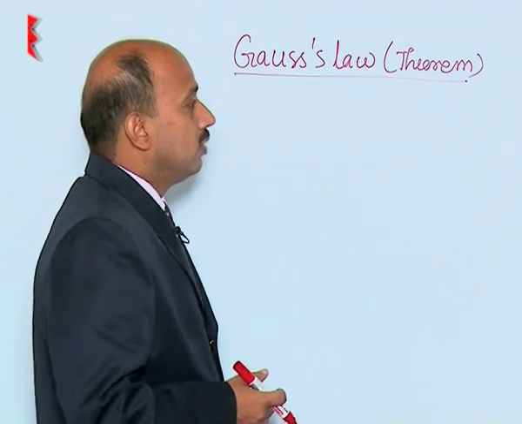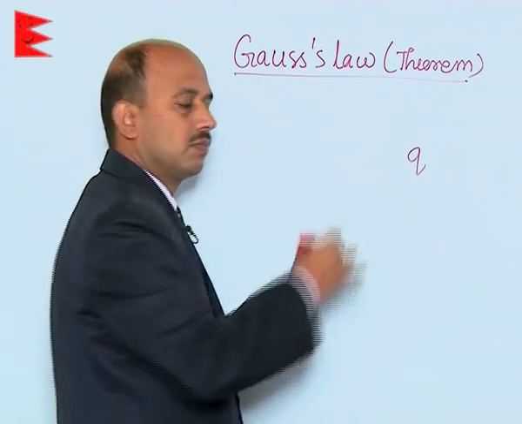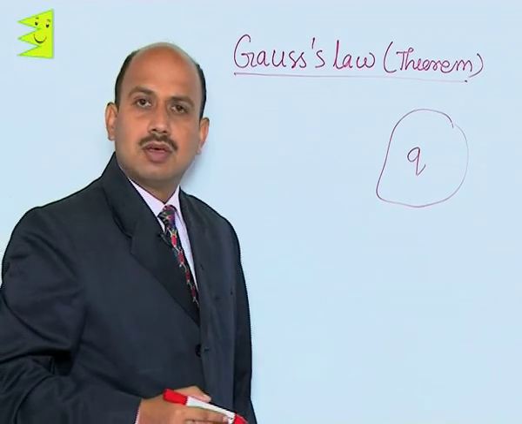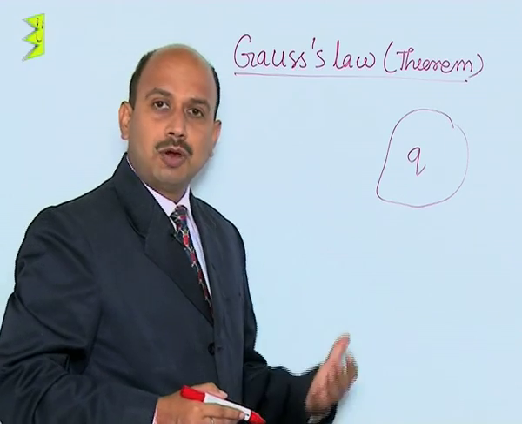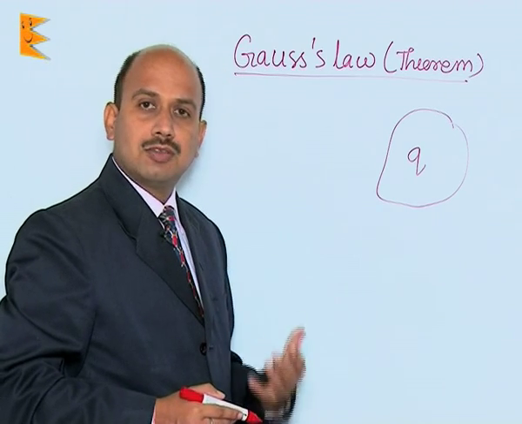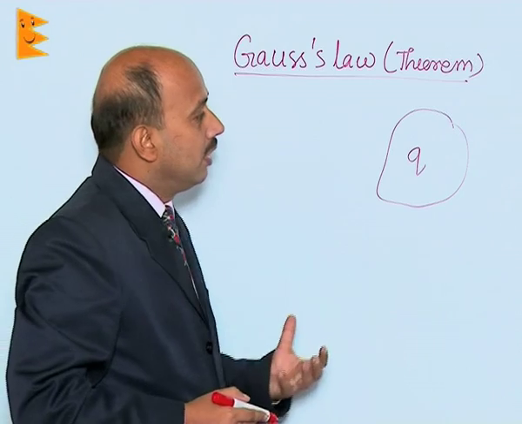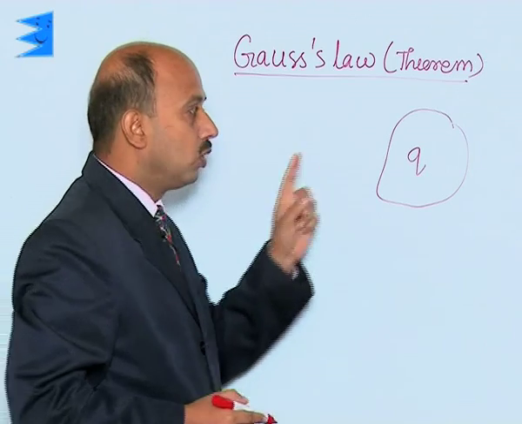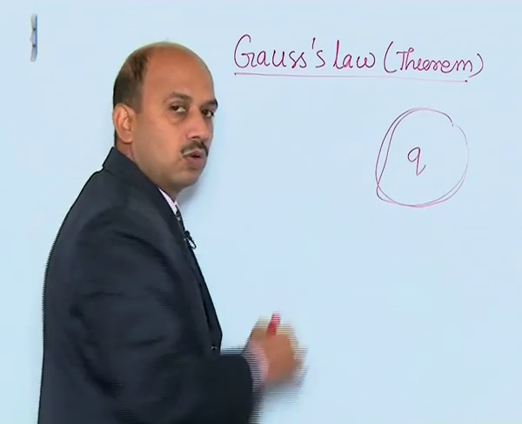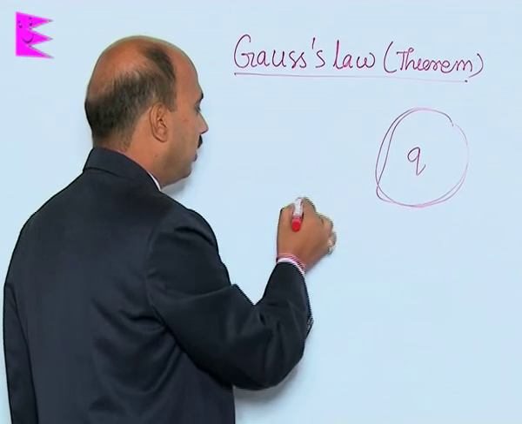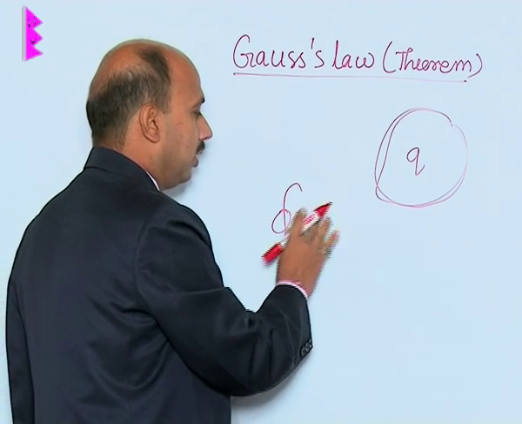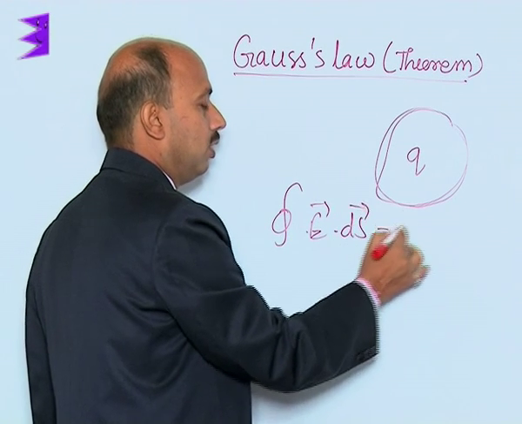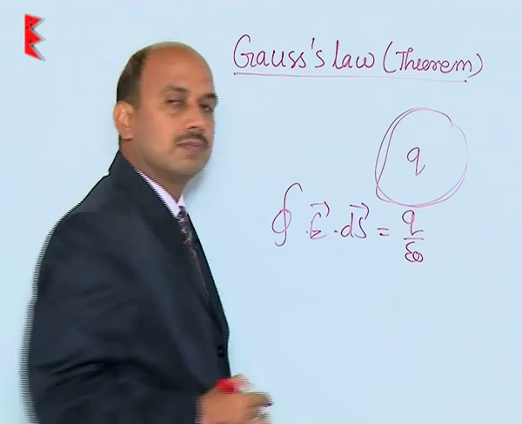Now see here, suppose there is a charge q and it is enclosed by any type of surface. We do not go for the shape of this surface; shape and size do not matter. If this charge is enclosed by this surface, then the total electric flux through this closed surface is given by the integral of vector E dot vector ds, which is equal to q by epsilon naught.